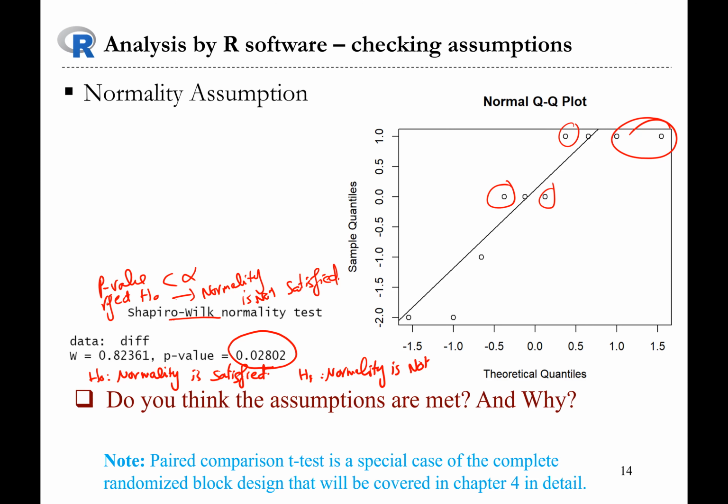If normality is not satisfied, I will show you later how to fix it, because we need it to be satisfied to keep working with parametric tests, which have big power compared to non-parametric tests. But if you couldn't fix the normality problem, you have to go to non-parametric tests. I will cover how to fix normality later. The paired comparison t-test is a special case of the complete randomized block design that will be covered in chapter 4 in detail.